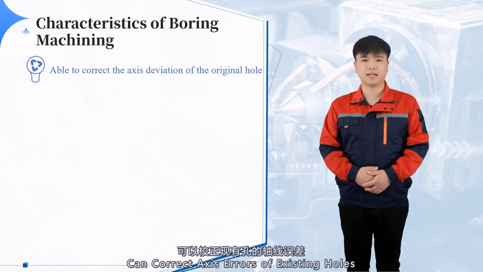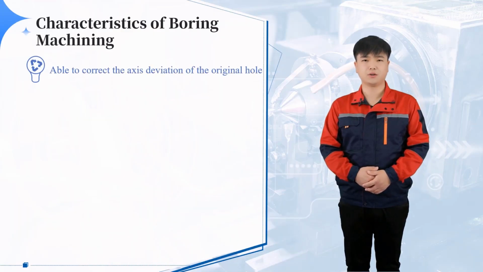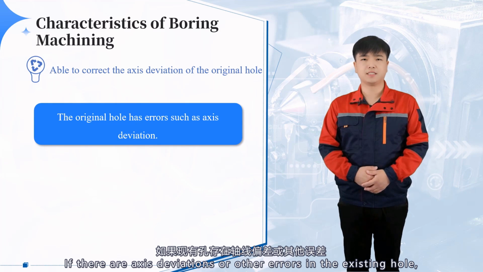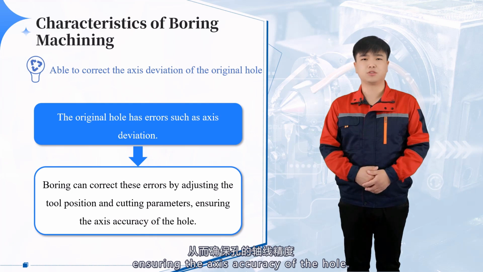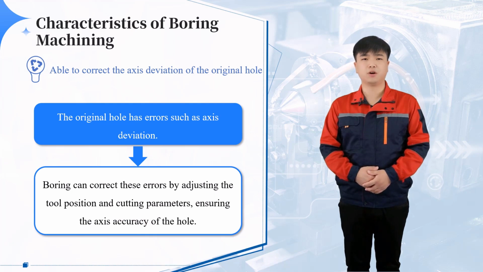Can correct axis errors of existing holes. If there are axis deviations or other errors in the existing hole, boring can correct these errors by adjusting the position of the tool and the cutting parameters, ensuring the axis accuracy of the hole.